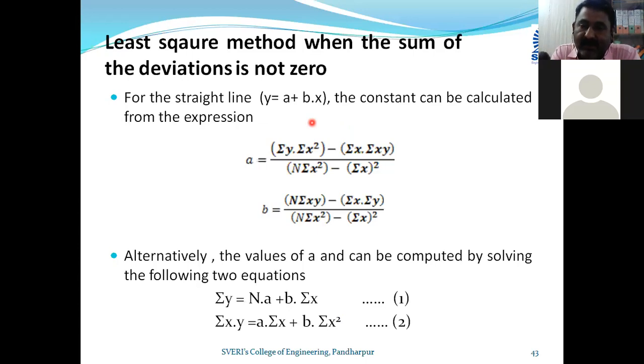The second type we solved is when there are even numbers in that column. In that case, at the midpoint we assume 0, and then -0.5, plus 0.5, and we continue like this. Now this is the third type, or you can say the second type, whatever, when the deviation is non-zero. So how do we solve this numerical? We have discussed that this numerical can be solved by using this formula for a and b.